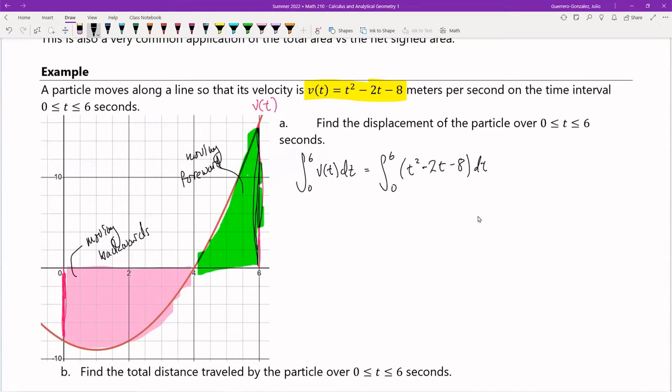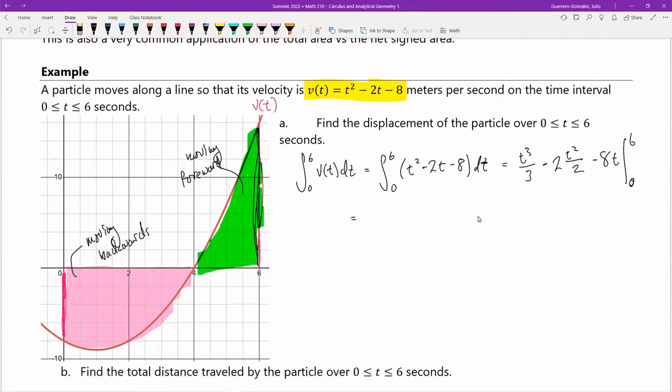So I'm off to the races. The integral of this thing, if you remember the equations from before, let me actually write it over here because we're going to need to do the math in a second. Let me clear out my desk a little bit. There we go. It's annoying when you have stuff on your desk and you're trying to write over it. Okay, so the integral of this is going to be t cubed over 3 minus 2 times t squared over 2, minus 8t, all evaluated from 0 to 6.